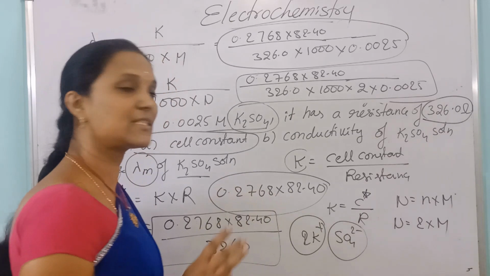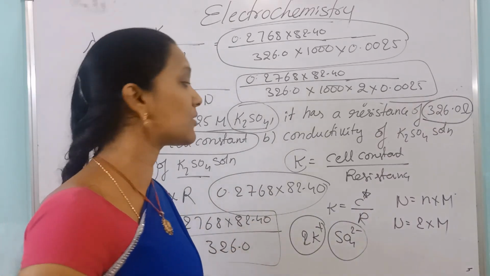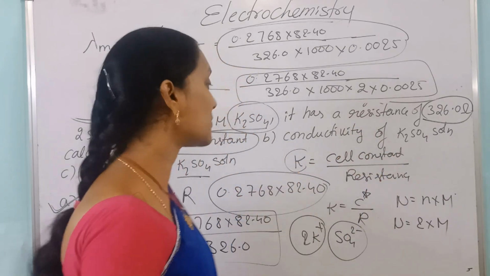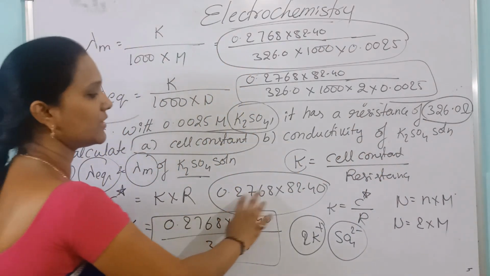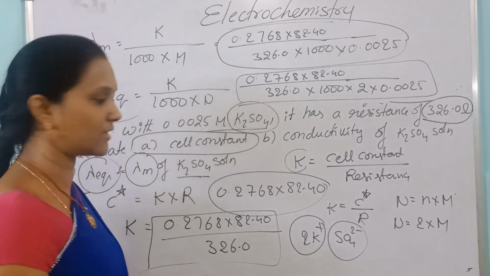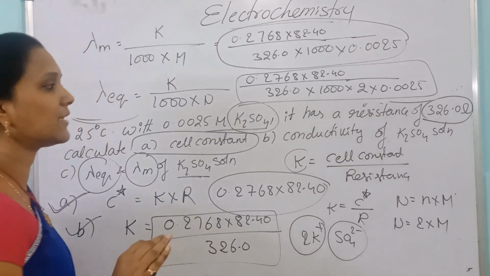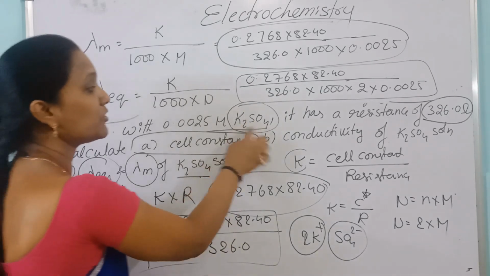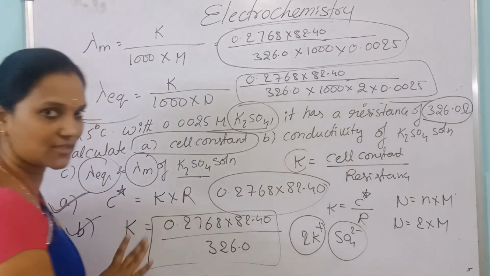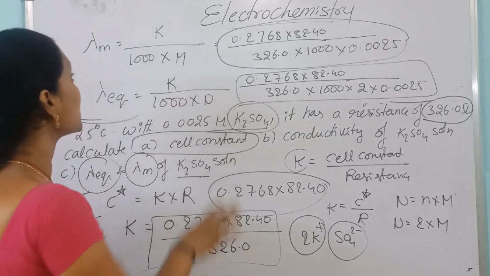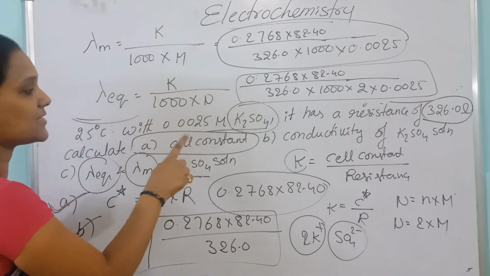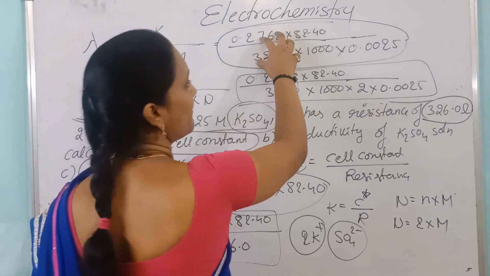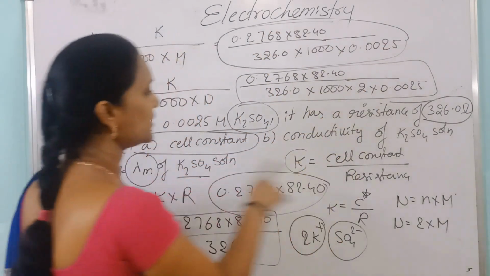What is that? First one, cell constant. How to get this cell constant? K is equal to cell constant by resistance, so cell constant is equal to K into resistance. This is the first one. And second, what we solved? Calculation of the specific conductance, cell constant by resistance of K2Cr2O7. This is the K calculation. And next what they are asking? Molar conductance. It is in meter inverse, that's why K by 1000 into M. We know this K value, 1000, and molarity is given here.